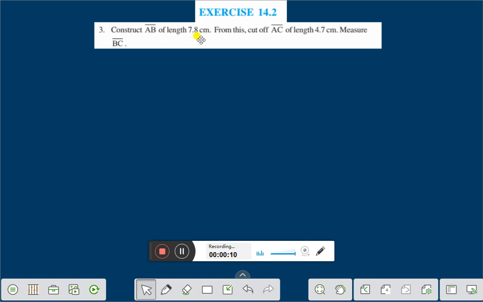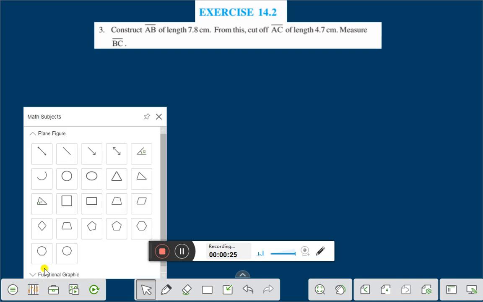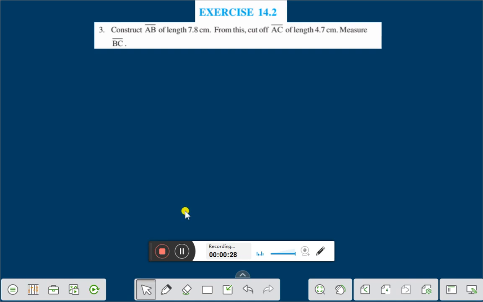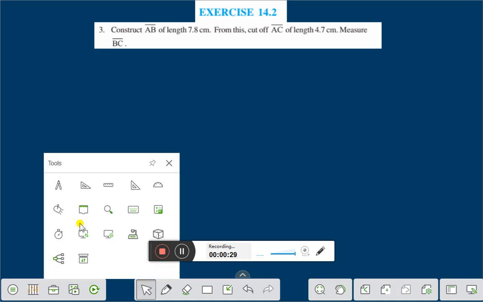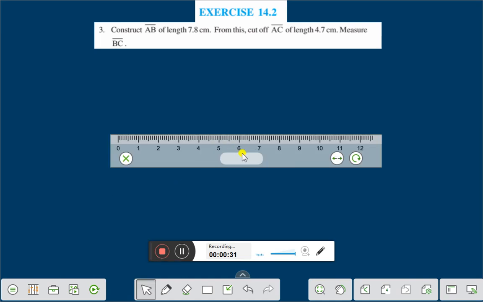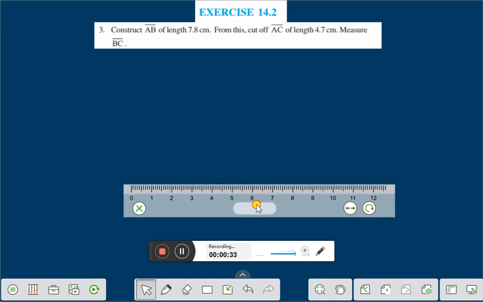Construct AB of length 7.8 cm. From this, cut off AC of length 4.7 cm, measure BC. Let us take one line segment of length 7.8 cm. First of all, take the ruler. We have taken the ruler here. Now, construct AB of length 7.8 cm.